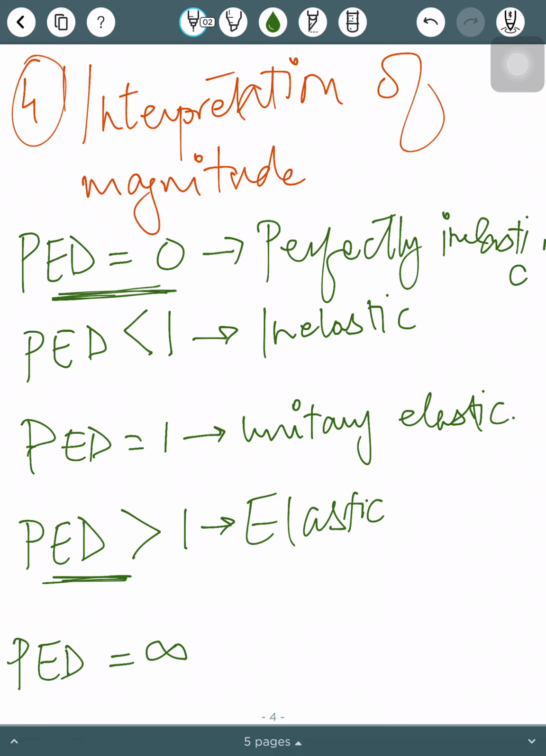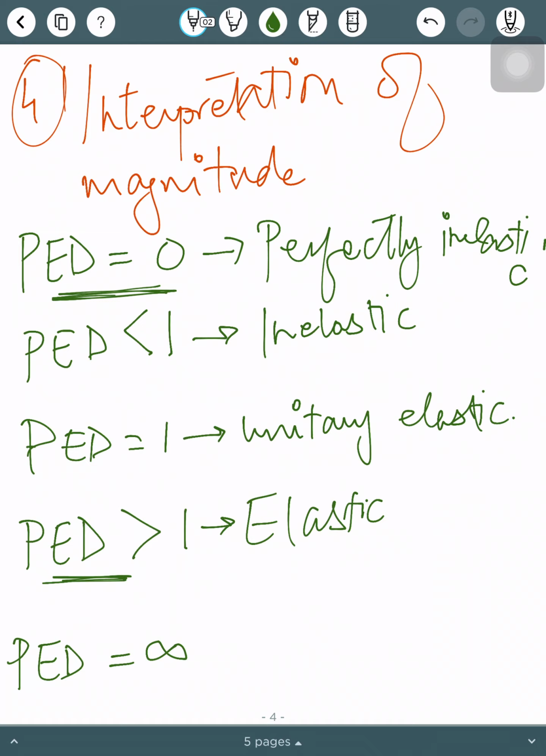Perfectly inelastic demand. Okay, so for the last one, perfectly elastic demand. Okay, for perfectly inelastic demand, what would be the example of goods which have perfectly inelastic demand? In real life, the example which comes closest to this concept of perfectly inelastic demand is that of life-saving drugs.